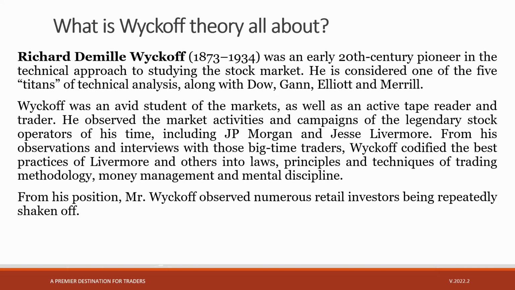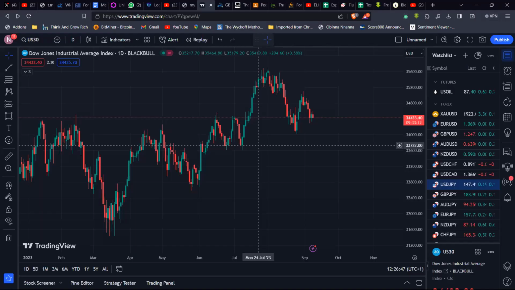He understood that, and he called them the composite man. Now, it's not necessarily one person. It could be a group of organizations, but where the majority of the power in the market is. And when we talk about the forex market, we make mention of the fact that it is a $7 trillion daily market.